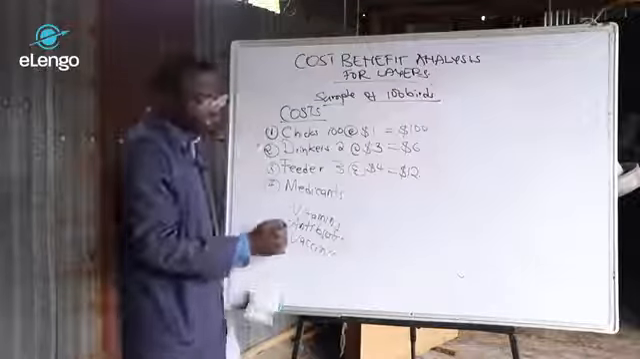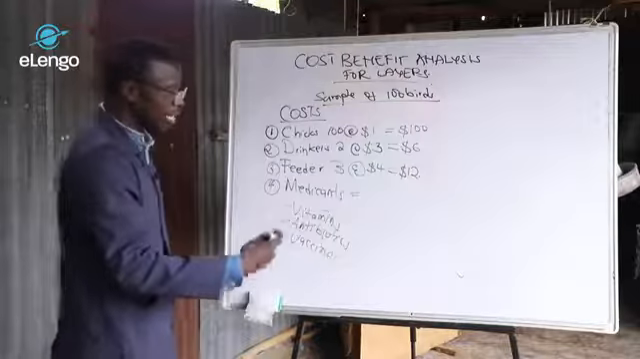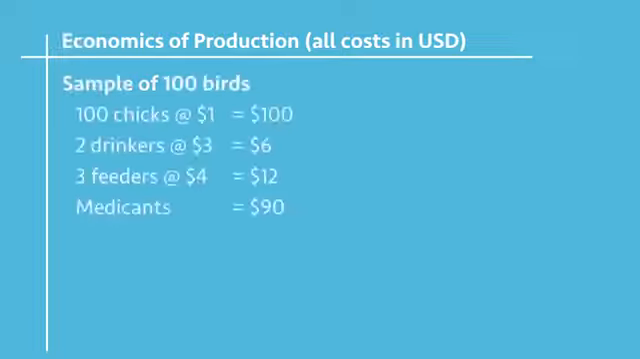So the cost of these 3 items shall be under medicants, and we shall give it a round figure or an approximation. And since it's layers, being on the farm for quite an extended period of time, we shall give it an average of $90 because they'll be on the farm for a period of 72 weeks.